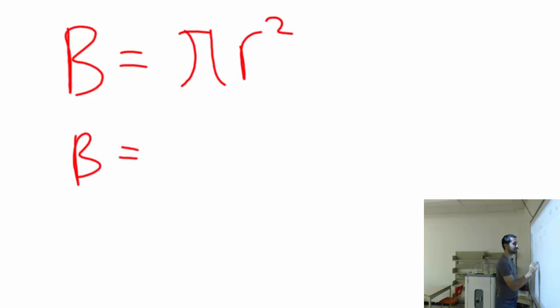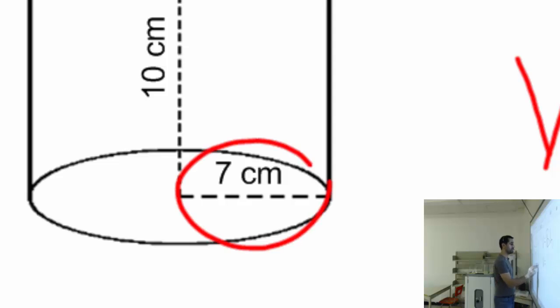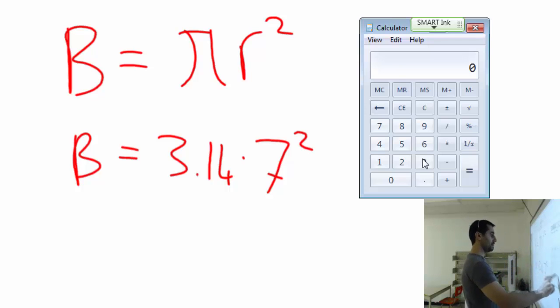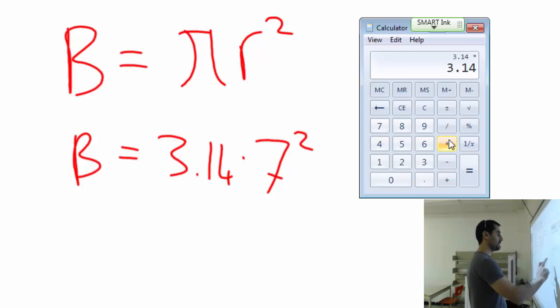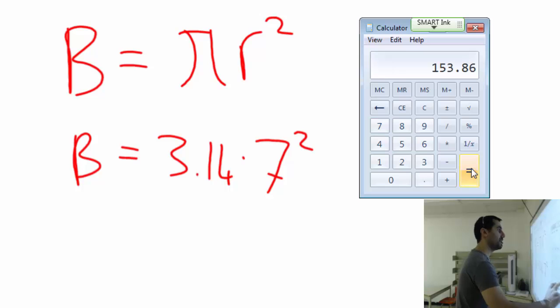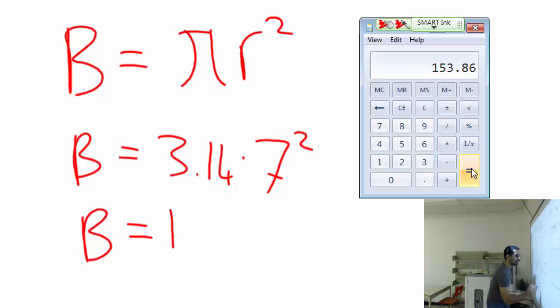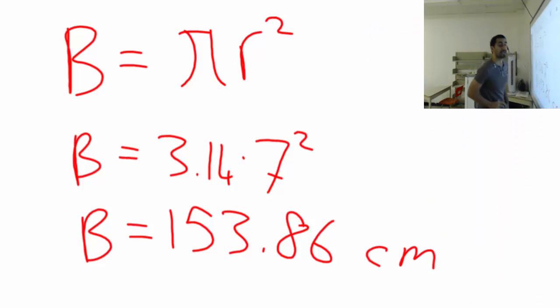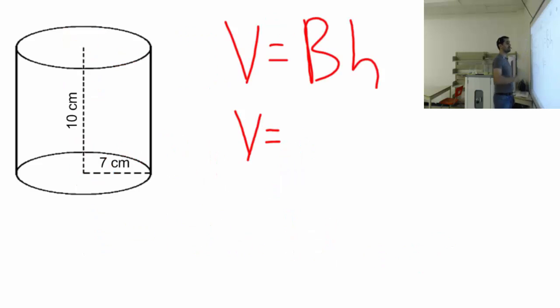Base area equals pi, 3.14, times radius. In the question, it is 7. Don't forget the square, and let's just do the math here. 3.14 times 7 square is 153.86. Capital B equals 153.86. And I'm not going to forget this time the unit, which is centimeter. It's the area we are talking about, square. So now 153.86, I'm going to write it down here.